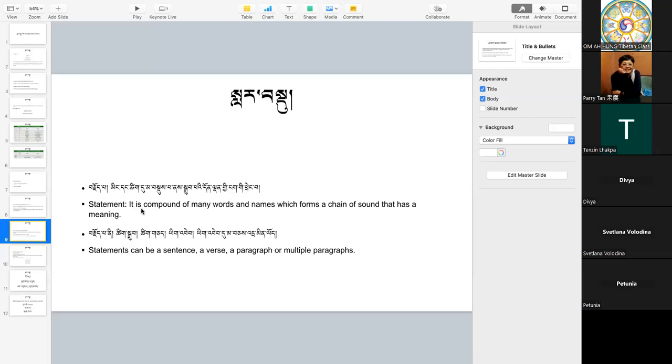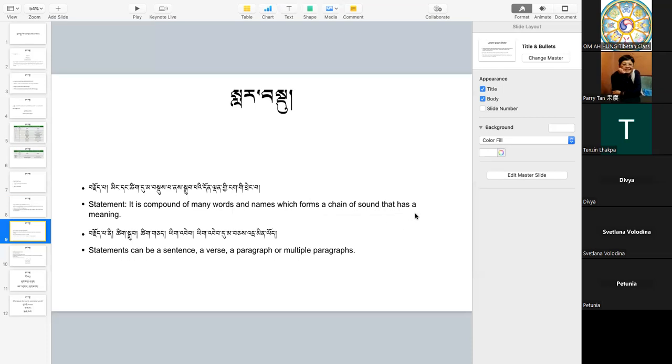Okay, so it is a compound of many words and names. Compound means gathering many words and names together. Do means to collect or to compound. And Drubpay, Drup means to form. Form what? Meaning.